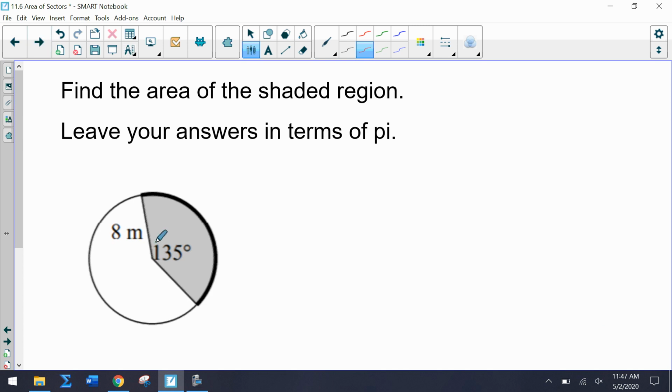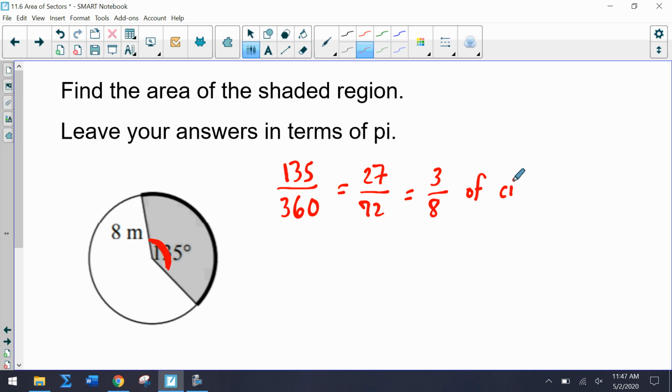Okay, so now this is an obtuse angle here. So 135 degrees out of the whole 360. You can use your calculator to help you, but I did 135 divided by 5, that gives us 27, and then 360 divided by 5 gives us 72, and I can divide each of these by 9, so I have 3/8 of the circle is shaded.